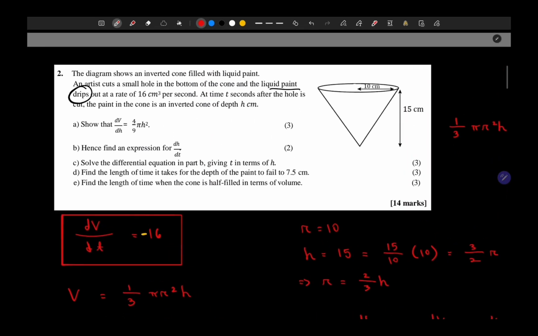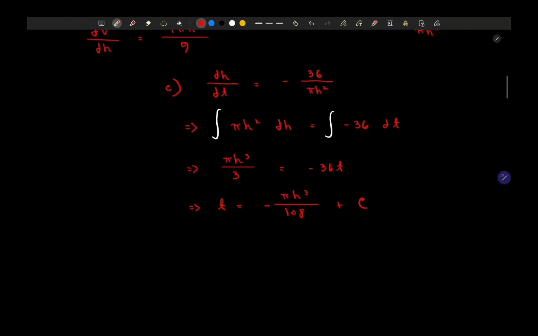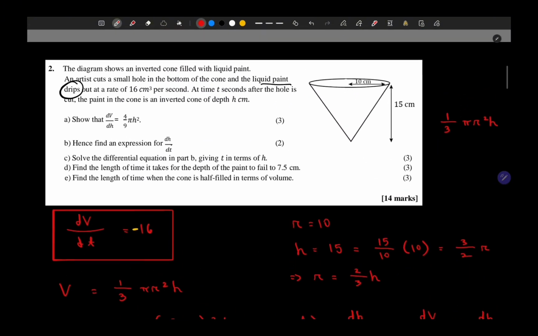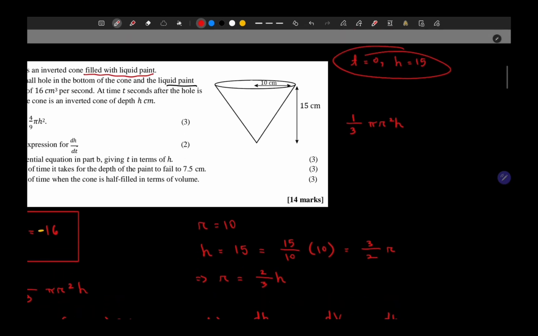Now there should be information to find out the value of c. The diagram shows that initially it was filled with liquid paint, and when an artist cuts a small hole in the bottom of the cone, the liquid paint drips out at a constant rate of 16 centimeters cubed per second. So initially, when the value of t was 0, the value of h was 15. So that is our information. We can work with this to find out the value of c.